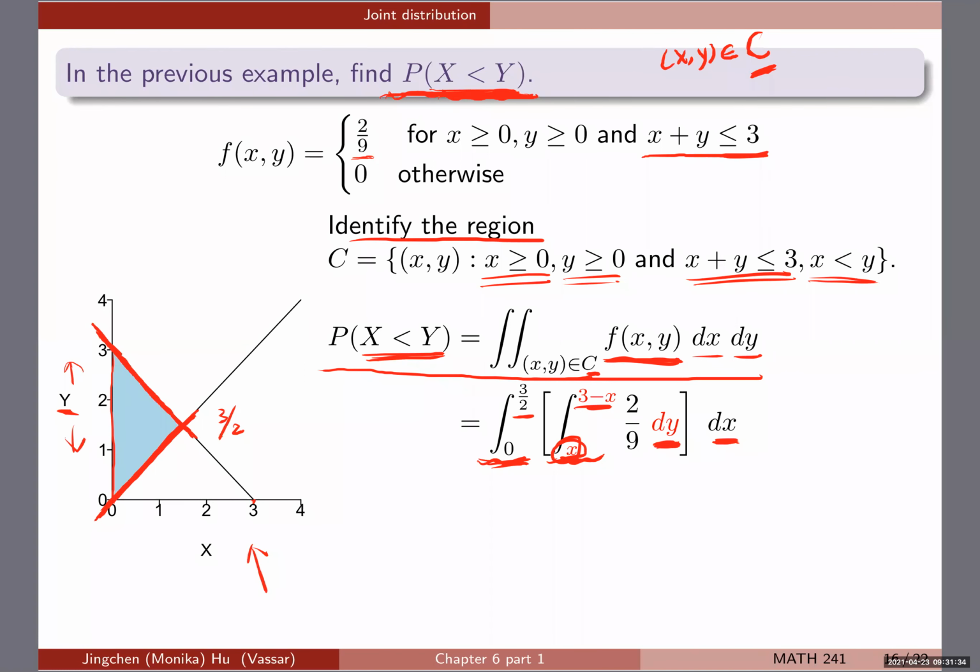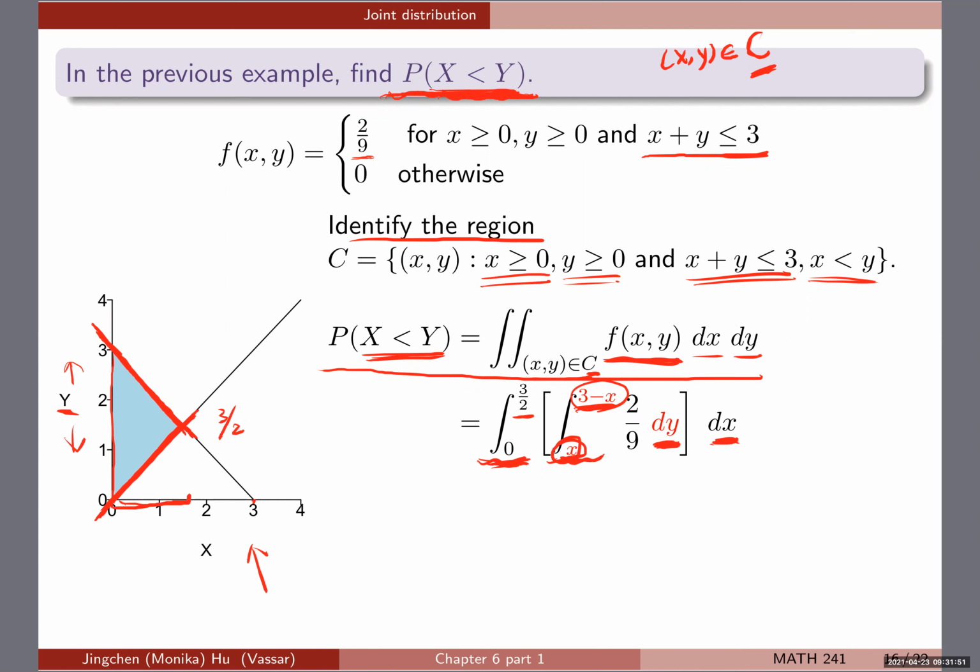So this line we know is 3 minus x. Okay, so that helps us to determine the bounds of y. Okay, so again, this is doing dy dx, right? So we first of all figure out dx, and then dx we know that is really just about the range of x.